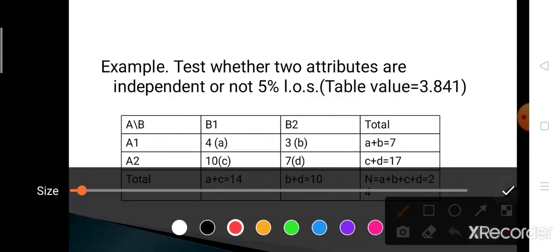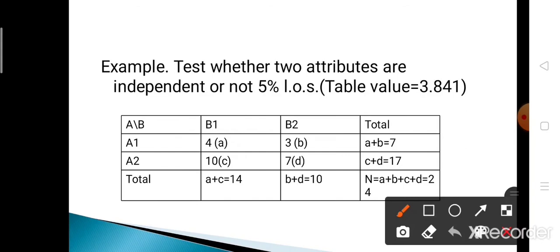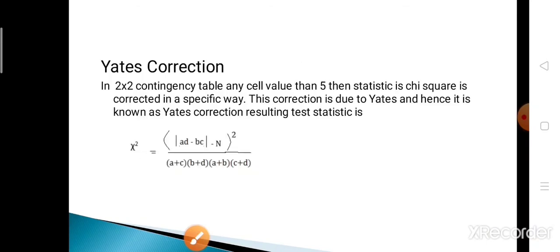Here we are given the 2 by 2 contingency table. Test whether the two attributes are independent or not at 5% level of significance, and the table value we are given is 3.841. Here the cell values are 4, 3, 10 and 7. Denote the first cell value by A, then B, then C and D. Here the cell values A and B are less than 5. If any cell value in a 2 by 2 contingency table is less than 5, then we use the Yates correction. So here we use the Yates correction.